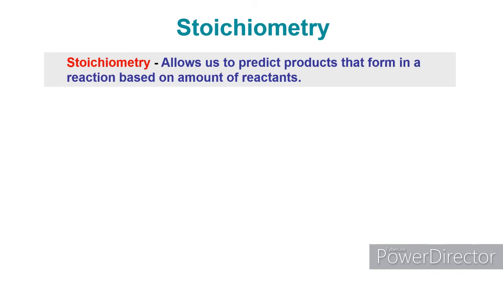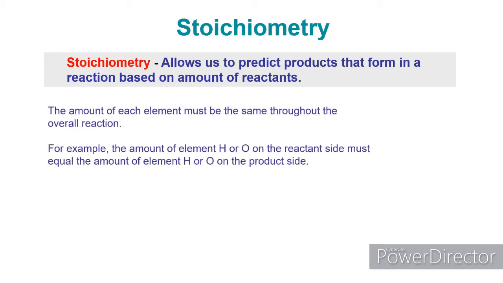Stoichiometry allows us to predict products that form in a reaction based on the amount of reactants. The amount of each element must be the same throughout the overall reaction. For example, the amount of element hydrogen or oxygen on the reactant side must equal the amount of element hydrogen or oxygen on the product side.